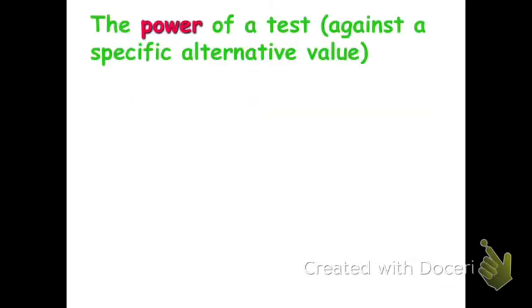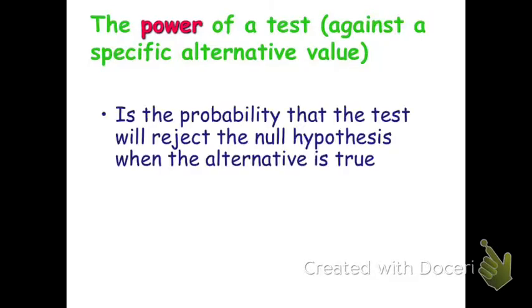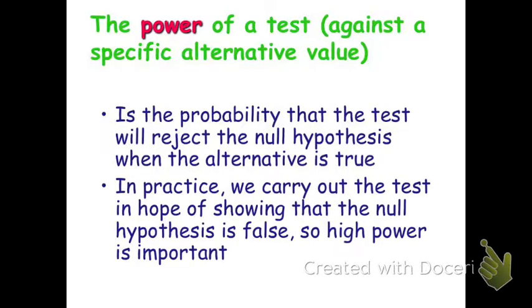Okay, so we'll finish up this lesson with power. We talked a little bit about type 1 and 2 errors the last lesson, and we discussed what power is. Does anyone remember what power is? When you reject and you're correct. So you correctly reject. Feel the power. So it's the probability that the test will reject the null hypothesis when the alternative is true.